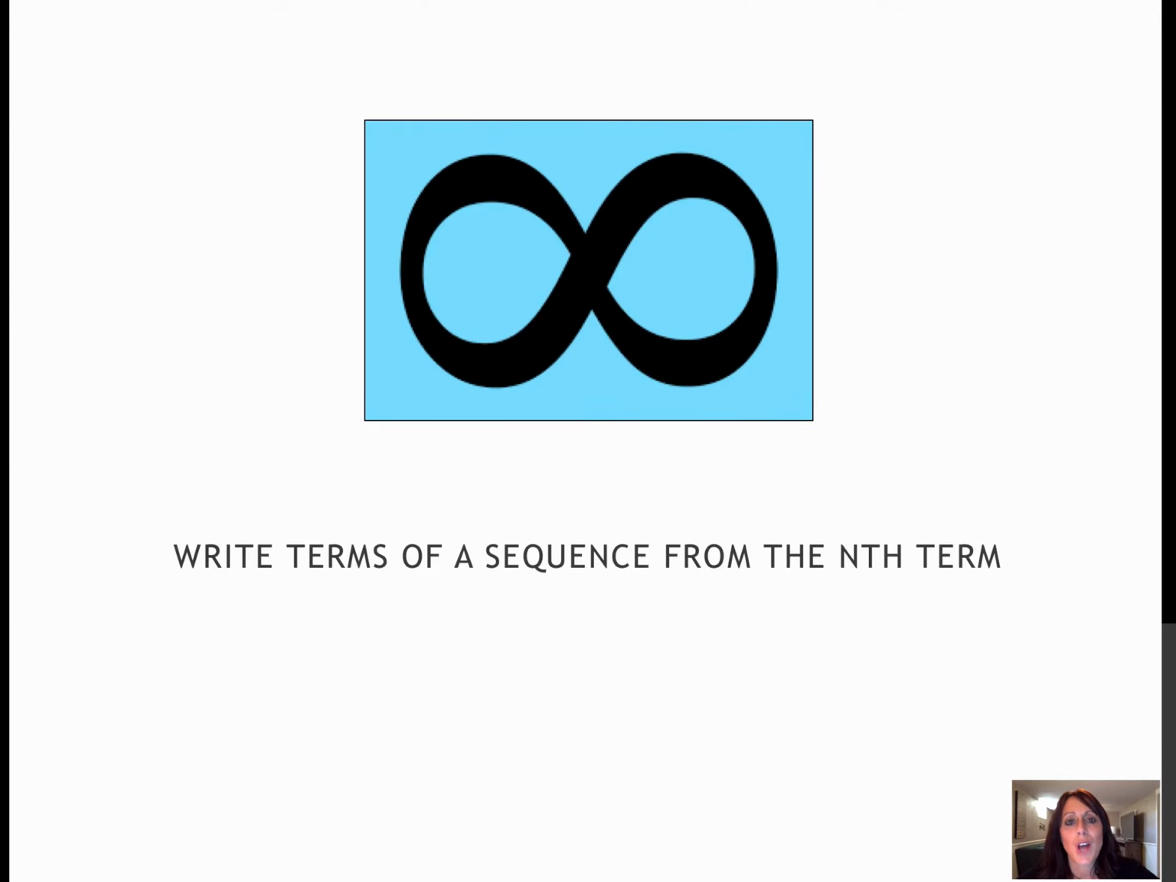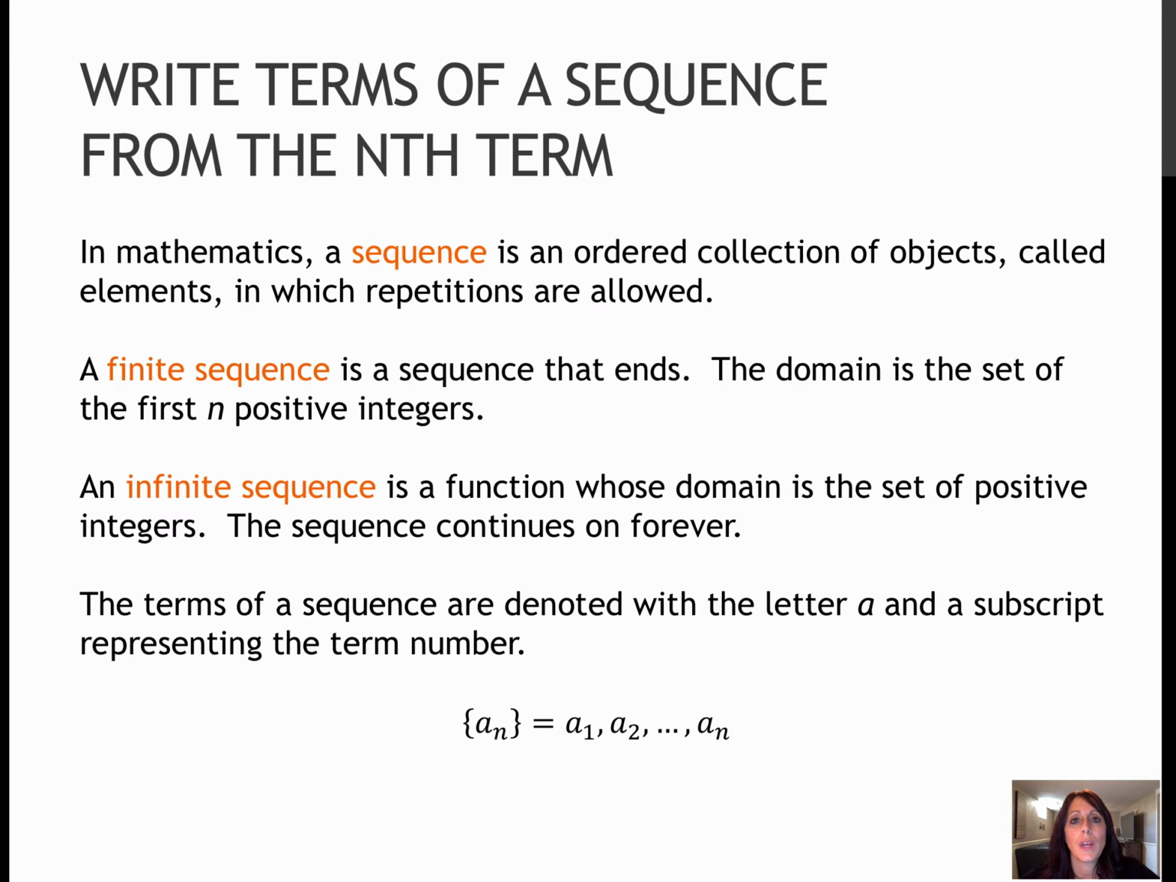In this lesson, we will talk about writing terms of a sequence from the nth term. In mathematics, a sequence is basically just an ordered collection of objects called elements. And there are two types. There's a finite sequence, which essentially ends at some point, and an infinite sequence, which does not. The way that we describe the terms or elements of a sequence, notice we've got the subscripts, so a sub 1, a sub 2, that just means the first term, second term, nth term, etc.